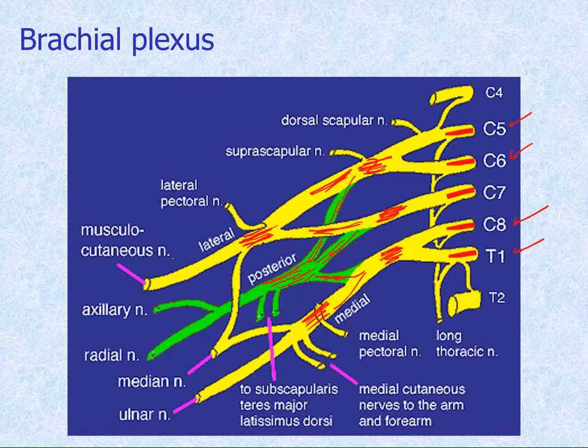These cords are named based on their relationship to the axillary artery. The cord that is lateral to the axillary artery is called lateral cord. The cord that is medial to the axillary artery is called medial cord, and the cord that lies behind the axillary artery is called the posterior cord. Cords of brachial plexus give branches, which are the nerves that supply the muscles of the upper limb. Lateral cord gives 3 branches. Posterior cord gives 5 branches, and the medial cord gives another 5 branches.